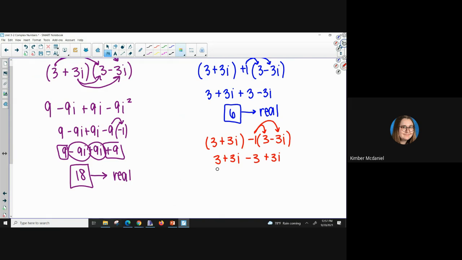If I combine like terms, what happens with 3 and negative 3? They cancel each other out. And what's 3i plus 3i? 6i. And remember, it's not 6i squared when you're combining like terms. That's when you're multiplying. So it's just 6i. Is that real or non-real? That's non-real.